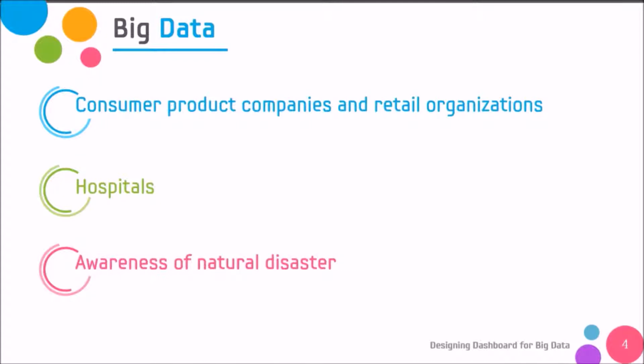The third is awareness of natural disaster, collecting real-time data such as the weather forecast, victims that are going to be affected, rescue operation teams that need the location of the victims, and many more. Supplies of food, clothes, and medical are important in this kind of situation.